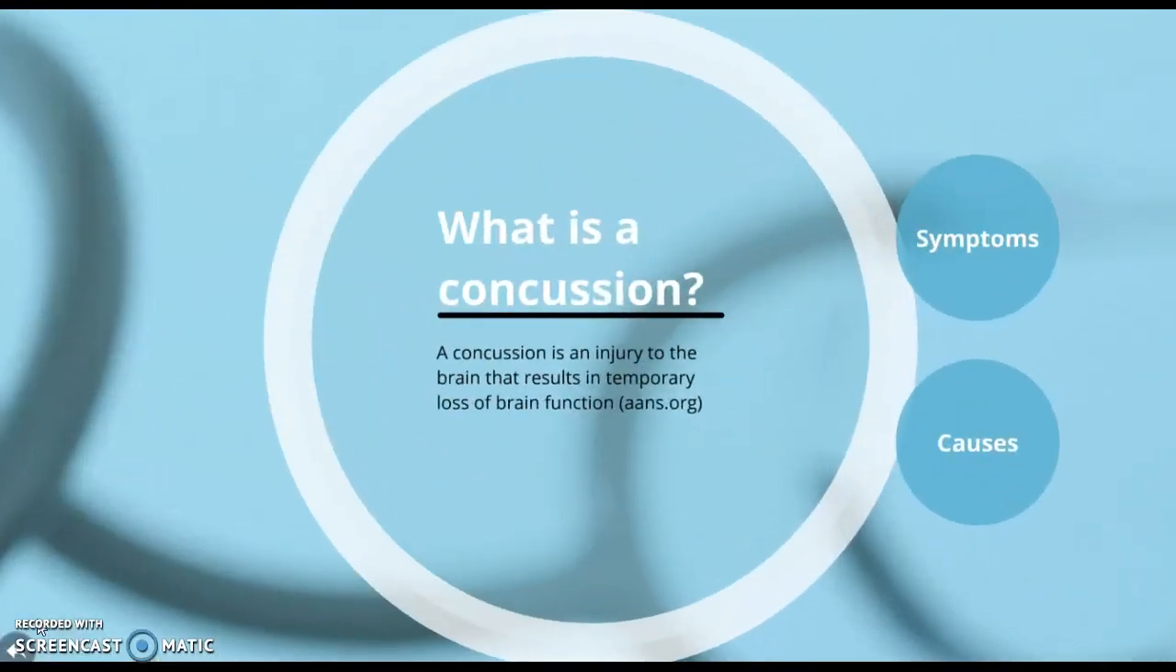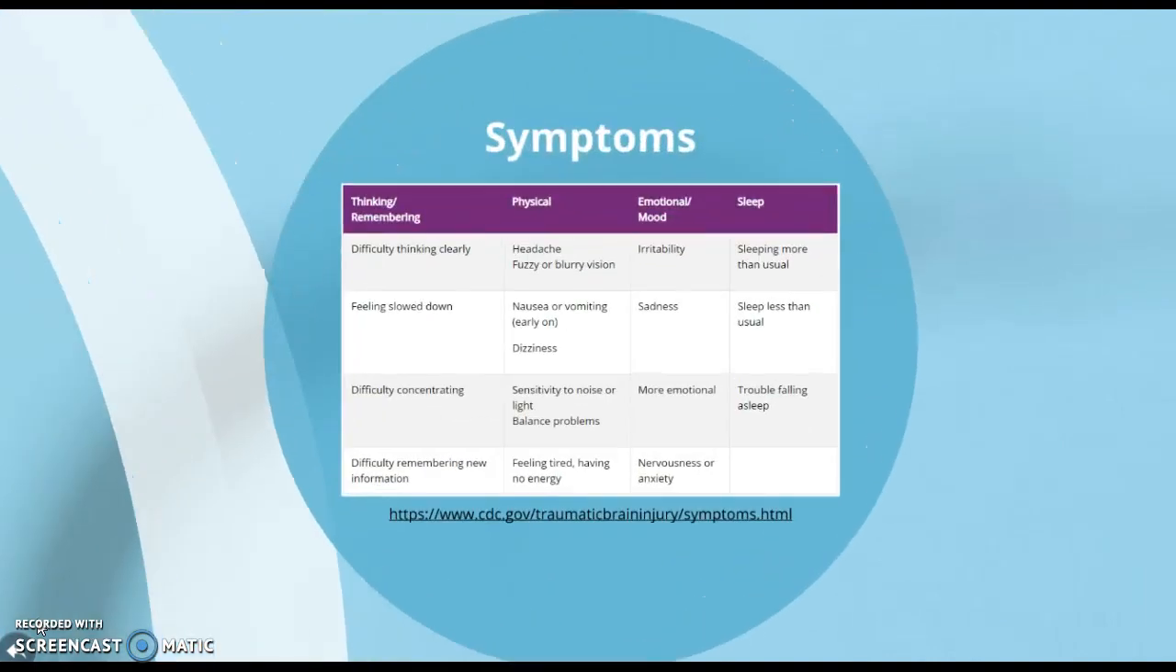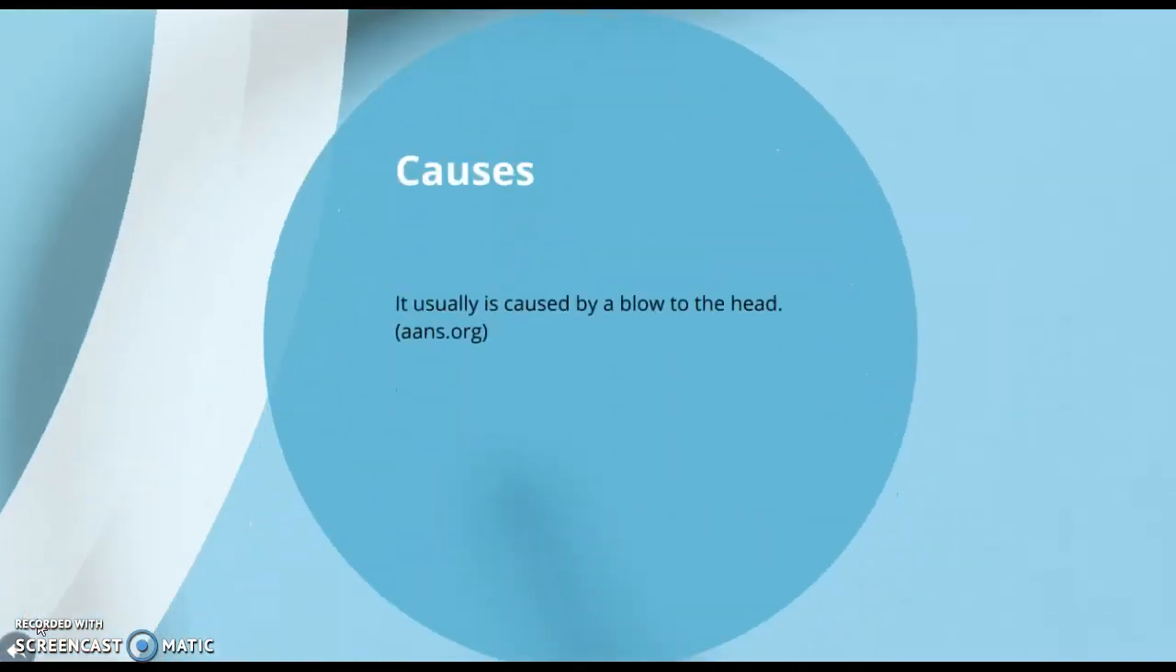What is a concussion? A concussion is an injury to the brain that results in temporary loss of brain function. Symptoms for a concussion can be seen through cognitive, physical, and even psychological aspects of the patient. You can see this as the patient will sometimes have difficulty thinking clearly or remembering new information. Physically, they will have a headache, or they can be nauseous or dizzy, sensitive to noise or to light. Emotionally, they can be more irritable, or they can be nervous or anxious. Causes of a concussion are usually a blow to the head.